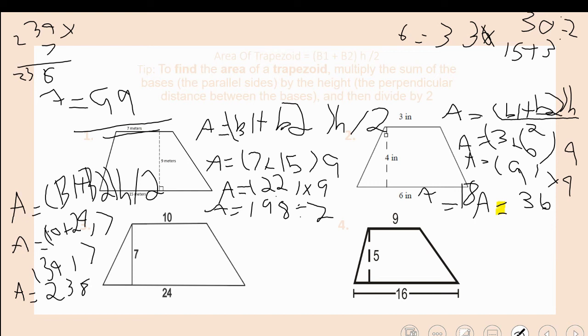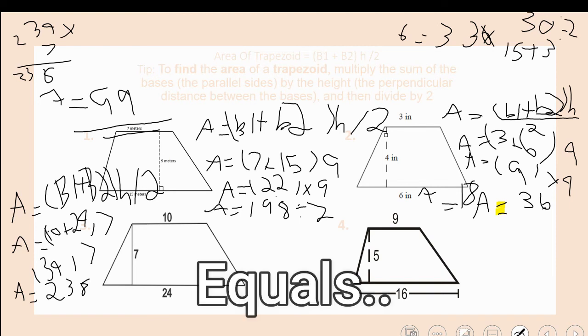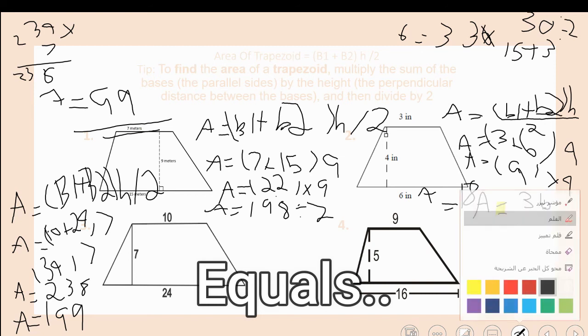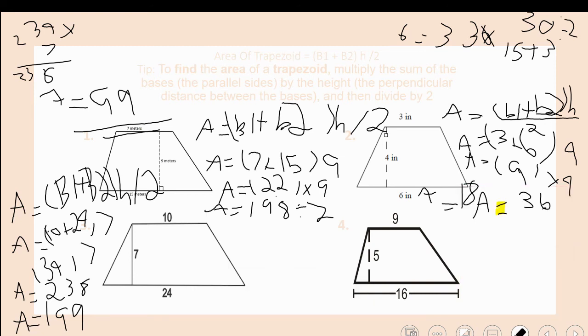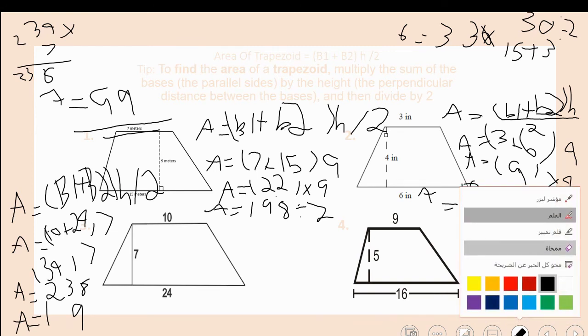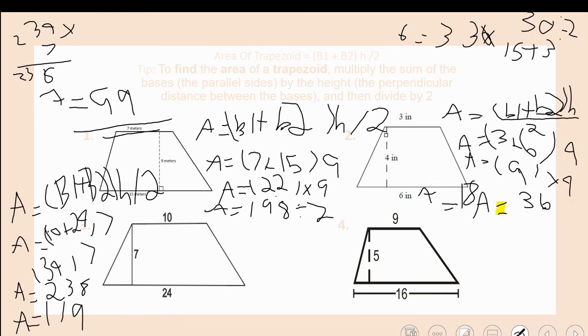Then we're going to divide it by 2. We can never ever forget this step because it's really important. So 238 divided by 2 equals 119. So the official answer is 119. Now we're lastly going to go to the last question, which is question number 4.